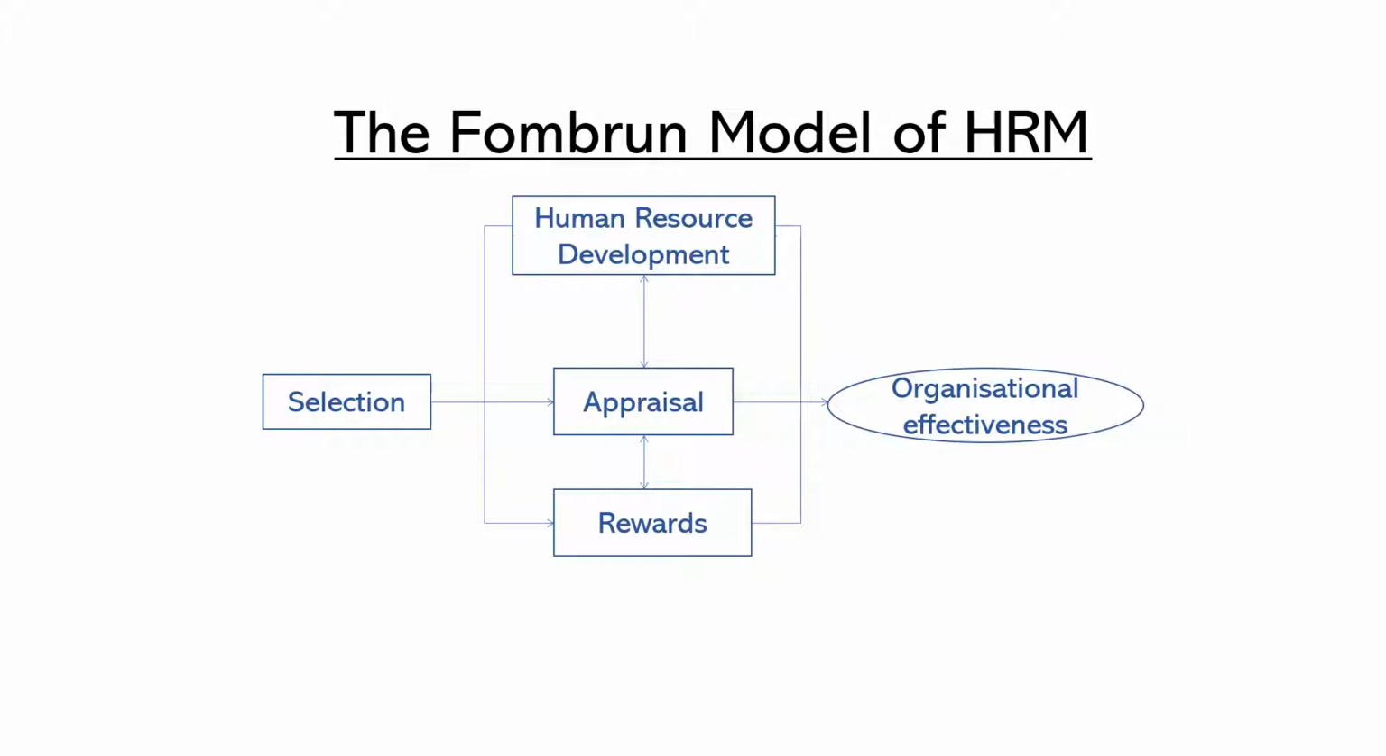The 4 factors include selection, that is, you select an employee, you recruit an employee, and you give human resource development, that is, you provide them training, career counseling, guidance, whatever you give them for their development. Based on that, you give appraisal based on their performance, and then you give rewards. So basically, this model tells that you select, you develop the employees, you review their performance, and you give rewards. This will lead to organizational effectiveness.